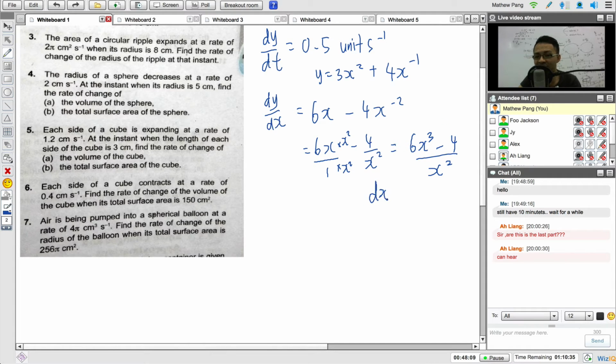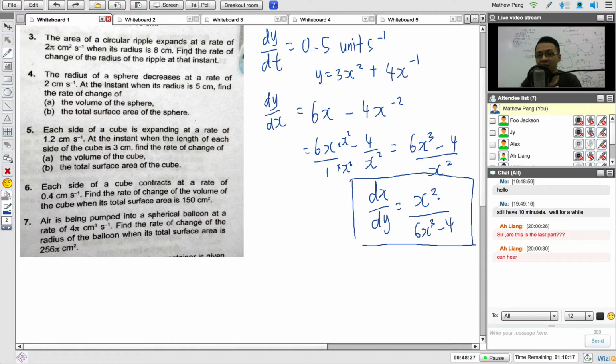So what happens if dx/dy? You just flip over the whole thing. It becomes x squared over 6x cubed minus 4. This is what happens if the question asks for dx/dy or dt/dx, something like this. When you flip, you have to make sure you flip the whole thing. Why I make them have the same denominator and only then flip is because it's more secure. If not, suddenly you will make some mistake. So normally I make them become a single fraction, and only then I flip over.